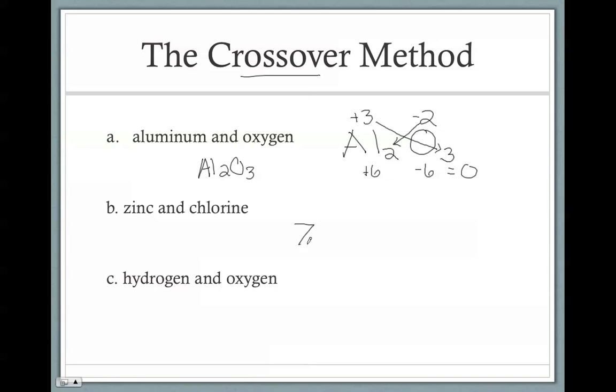Here I have zinc and chlorine. Zn is +2. Chlorine is -1. I'm going to cross over my charges. So zinc would have a subscript of 1. Chlorine would have a subscript of 2, meaning my final formula is ZnCl2.